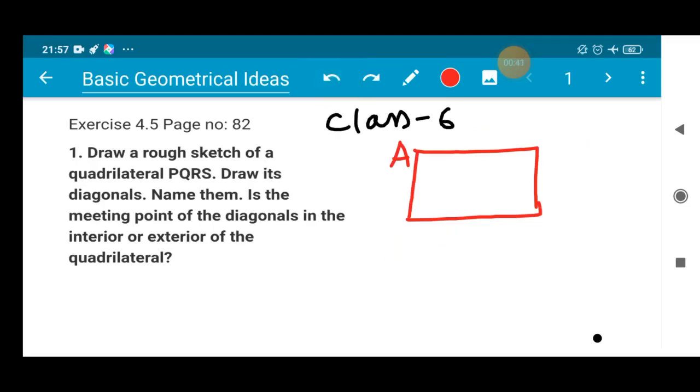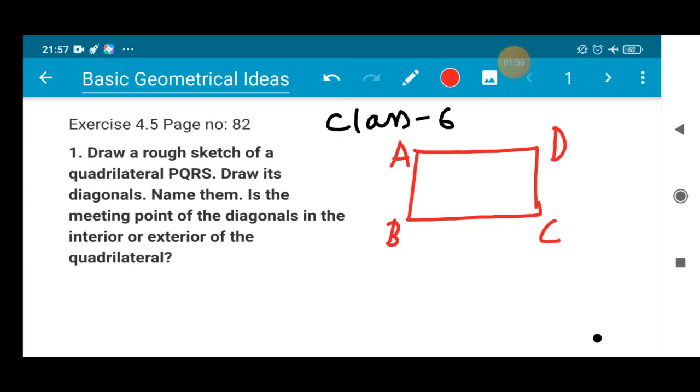Most of the students do this also, that A, B, D, C. Sorry, A, B, D, C. They go for this also. But I request you all not to go in this manner. I want you all to move on in a cyclic manner. Naming should be done in a cyclical way.